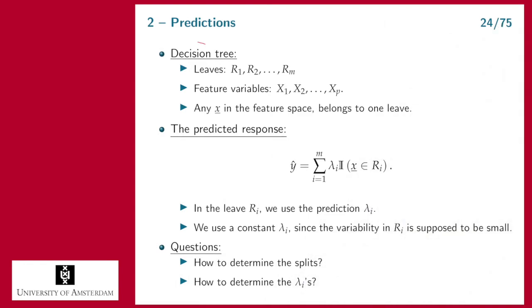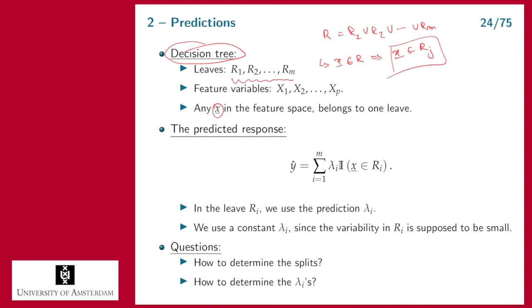Assume that we build a decision tree with leaves R1, R2, all the way to Rm. And we have a feature vector x. Then we know that x belongs to one of the leaves, because the feature space R is equal to the union of all the leaves. And since x is in the feature space, x belongs to one certain leaf, Rj, say. How do we then predict the response y hat, which corresponds with this feature vector x?